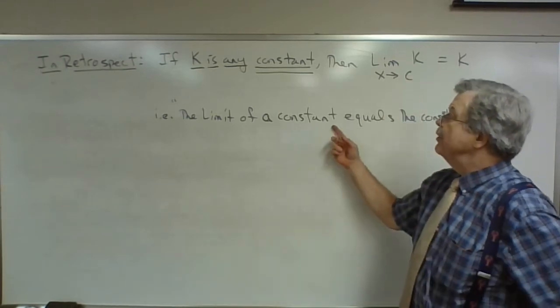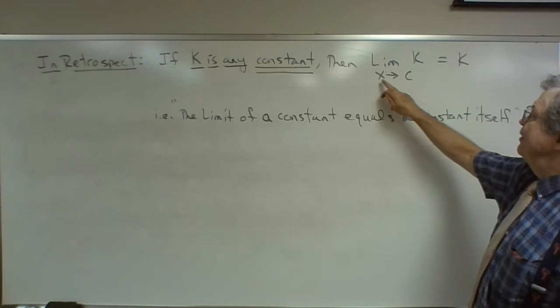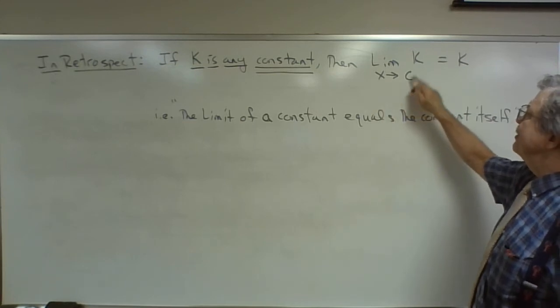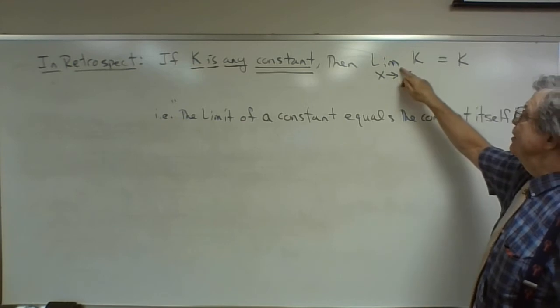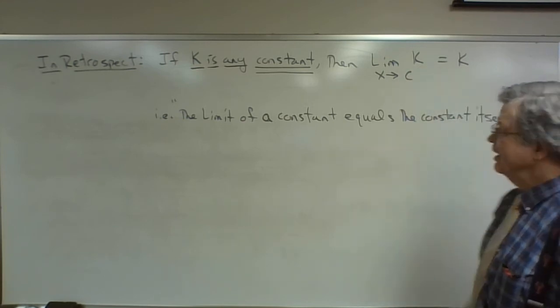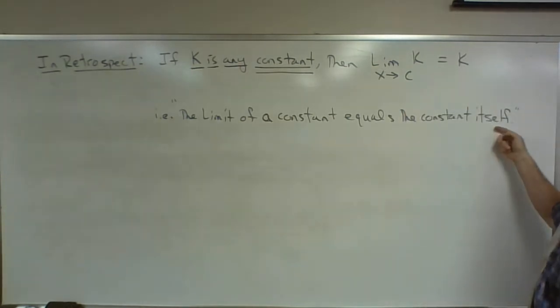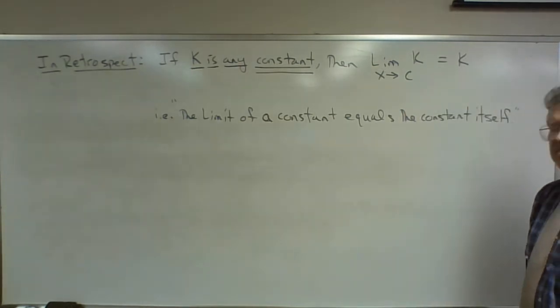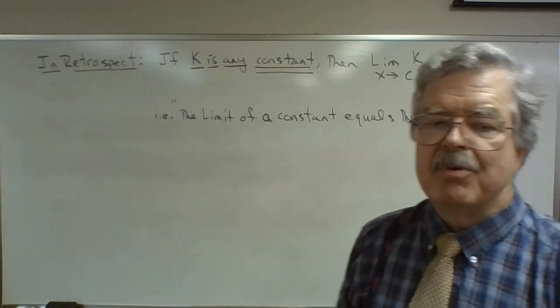And here's our takeaway point. If k is any constant, then the limit as x approaches whatever of k equals k. The limit of a constant equals the constant itself. So let's make sure that we remember that point.